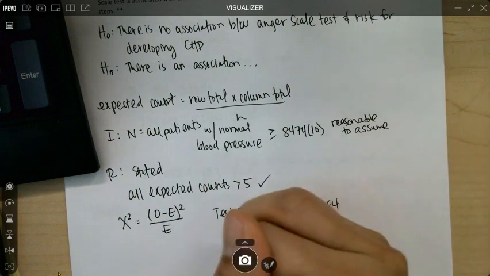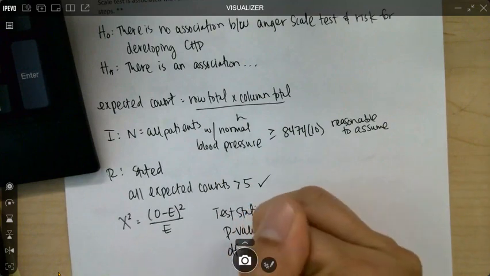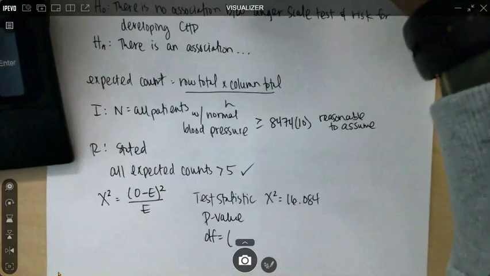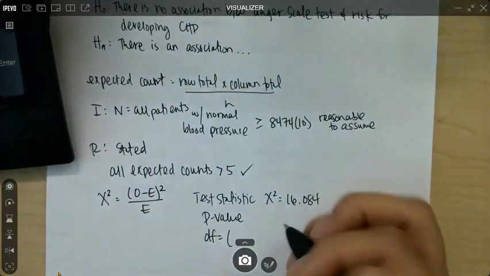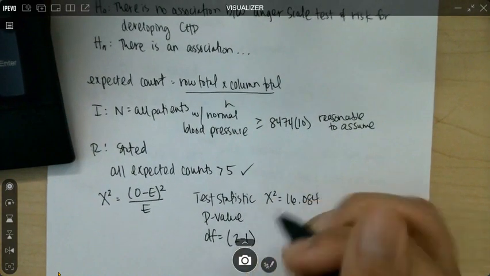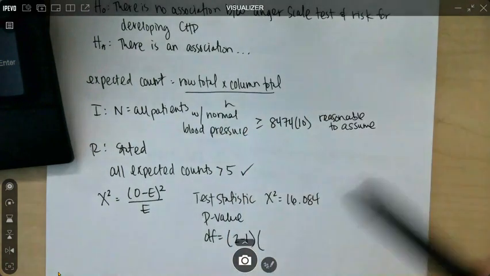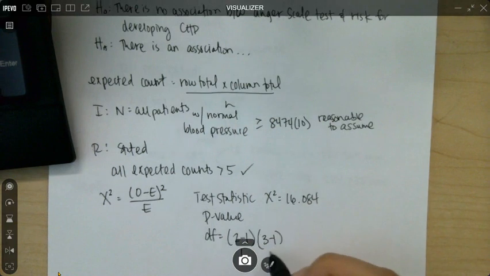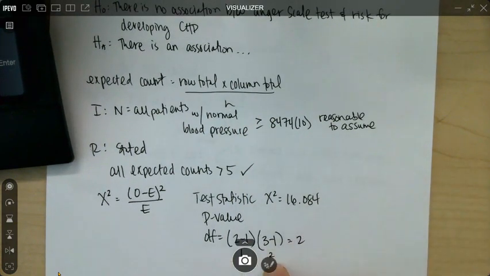And then for my p-value, remember our degrees of freedom is going to be the number of categories minus 1 times the number of categories minus 1. So the row categories are CHD. So that's going to be 2 minus 1 because it's either you have CHD or you don't. And the categories for the anger, there's 3 categories, so that's going to be 3 minus 1. So 2 minus 1 is 1, 3 minus 1 is 2. So that means my degrees of freedom, 1 times 2, is just going to be 2.